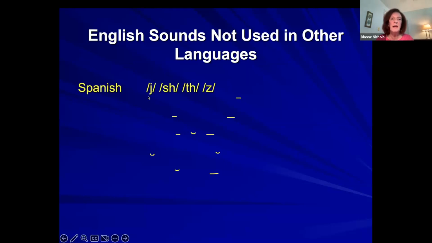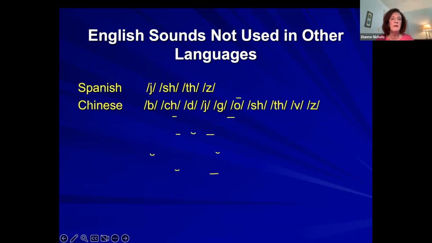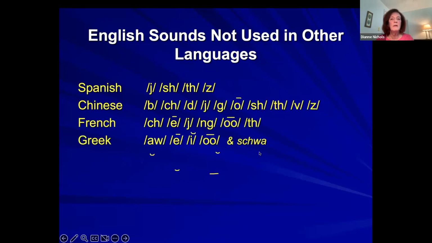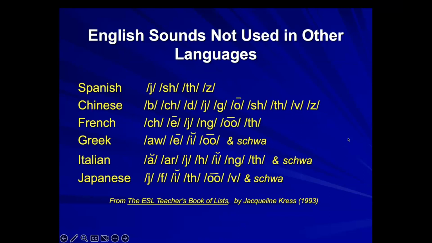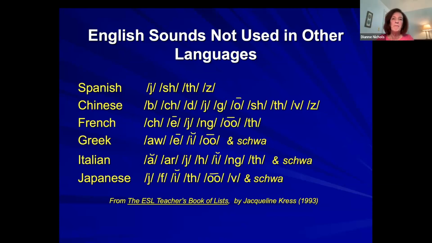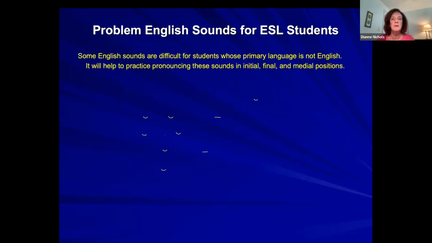So in Spanish, they don't have the j sound or the sh sound or the stick out your tongue sound or the z sound. And look at the list of sounds that Chinese speakers do not have or are not familiar with. A few in French, Greek, Italian, and Japanese. Many of them are the same sounds, language to language. She's also prepared a list of English sounds that tend to be a particular problem for English language learners.